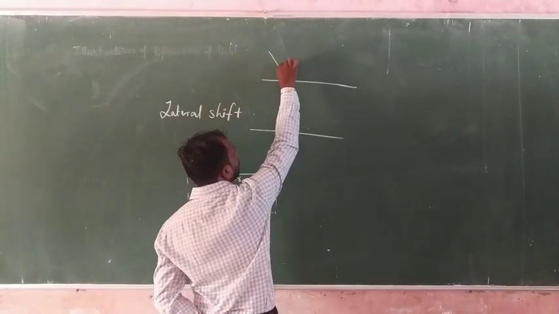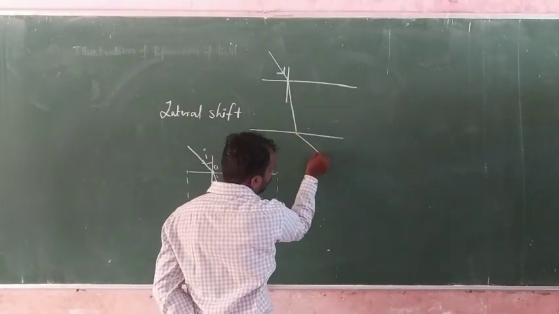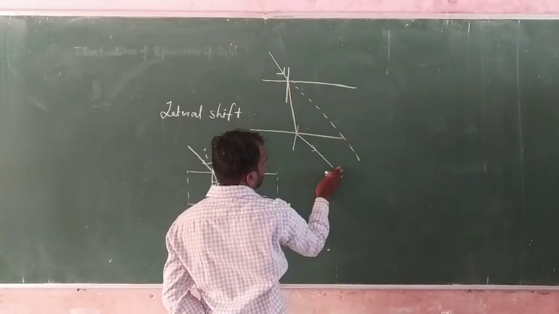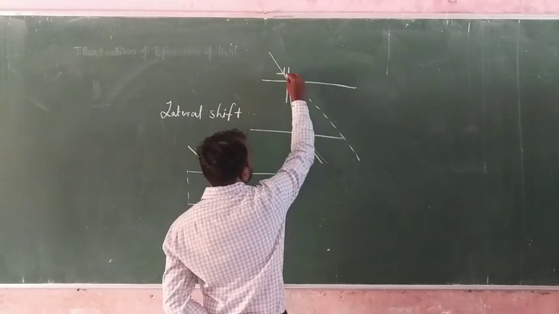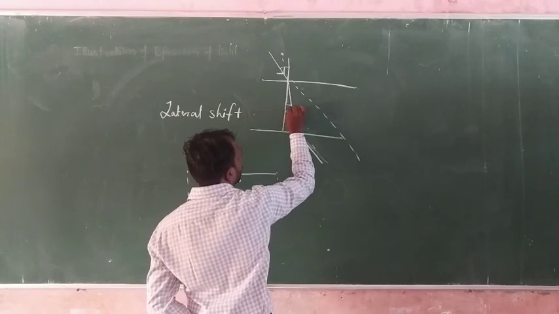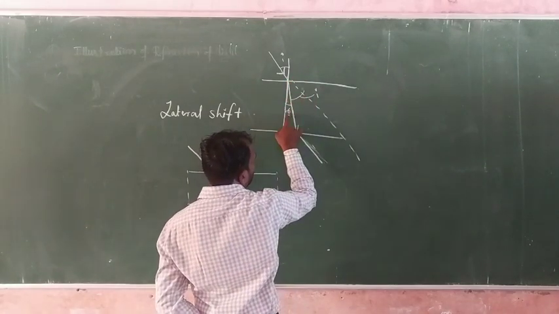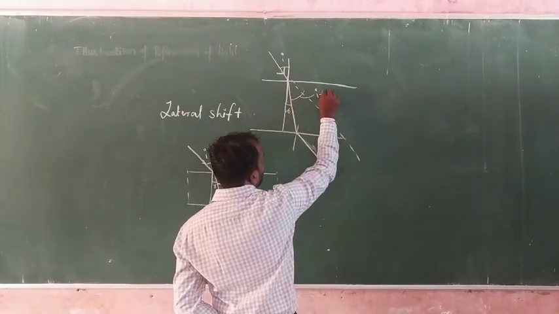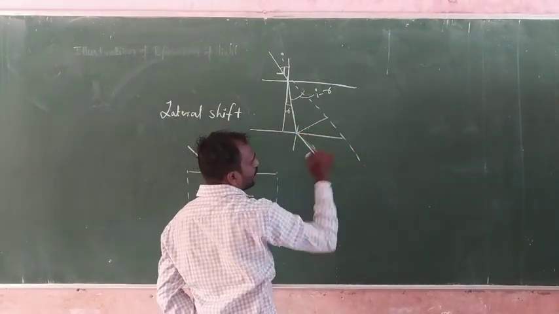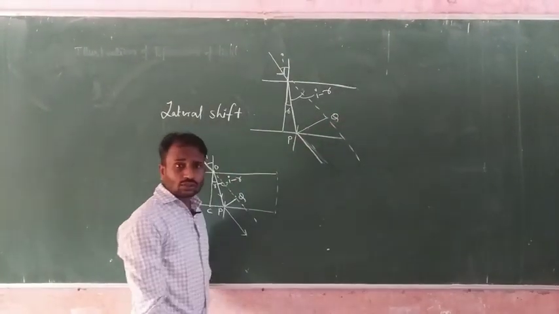Suppose an incident ray is refracted, and again this light ray is refracted. This one we consider the extended incident ray, and here we get the angle of incidence and the angle of refraction, and the total angle is I. If you subtract R, it means I minus R. Here a perpendicular line is drawn to this extended incident ray. This point is P and this point we consider Q.